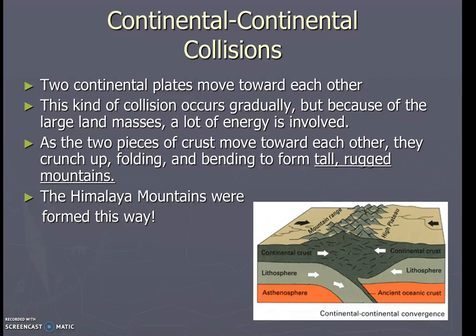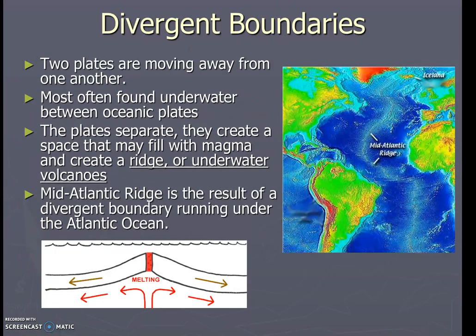The most famous example of this is the tallest mountain range in the world. The Himalayan mountains are forming in this way, as the Indian Plate crashes into the Eurasian Plate. So those are our convergent boundaries, or plates coming together.